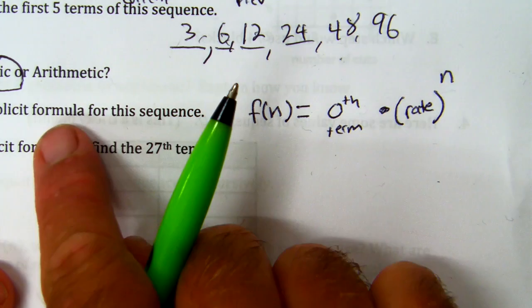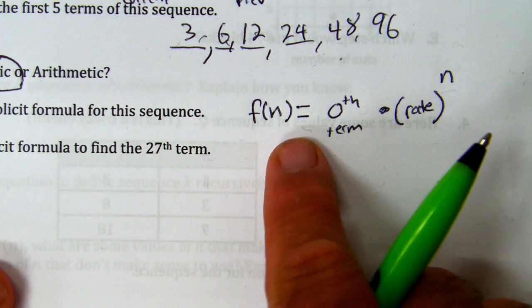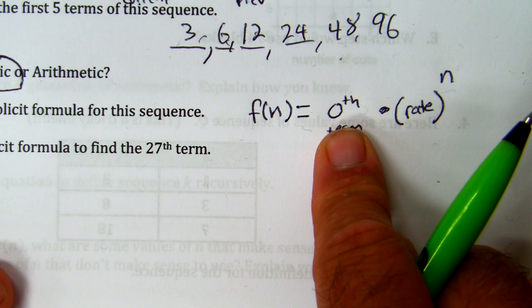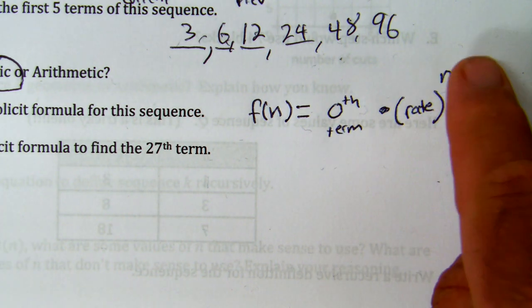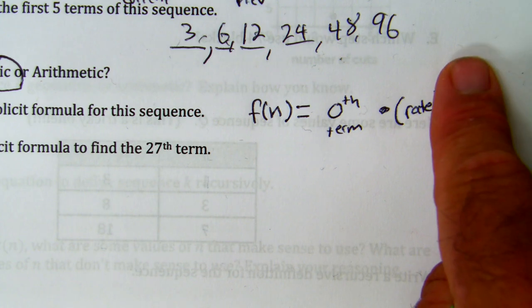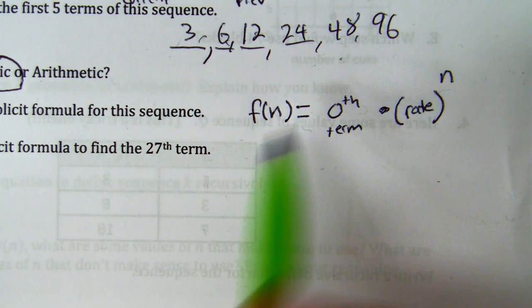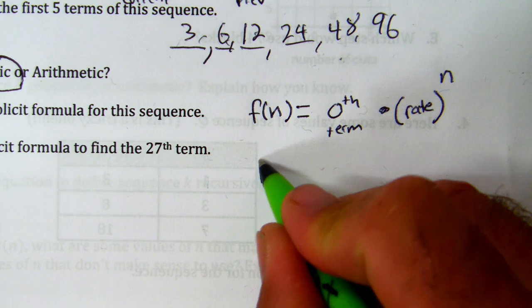Okay. The explicit formula for geometric is you start with the 0th term, and you multiply it by whatever your rate is, raised to the n. Remember, n stands for the term number. So, I got to finish C before I go on.